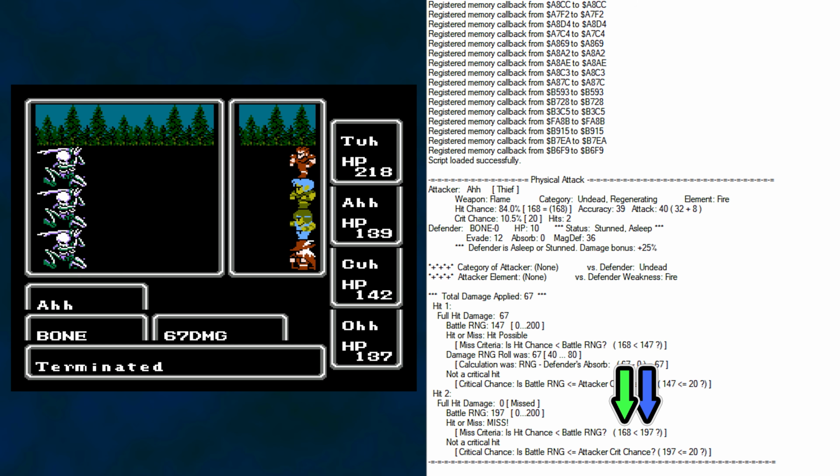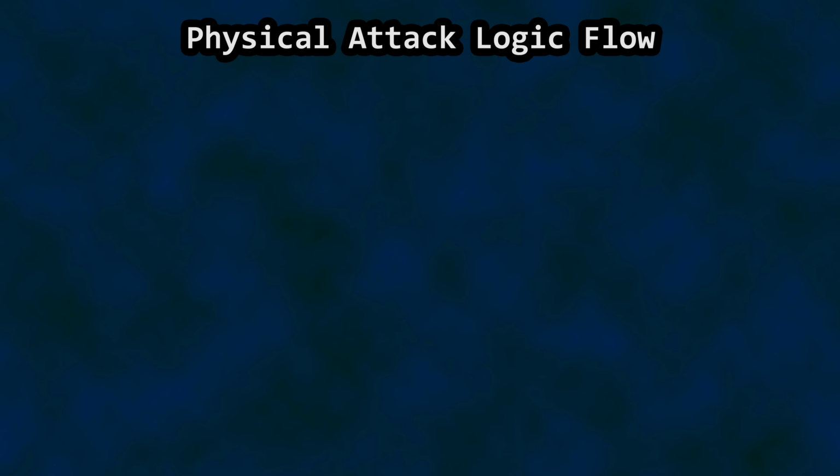Hang on a second. What happened to our chance to hit? It is locked at 84% from just that starting value of 168. Why wasn't attacker accuracy figured into this calculation? Let's examine the logic flow for special case checks prior to applying the attacker's accuracy and defender's evade to hit chance. We've covered most of this already.